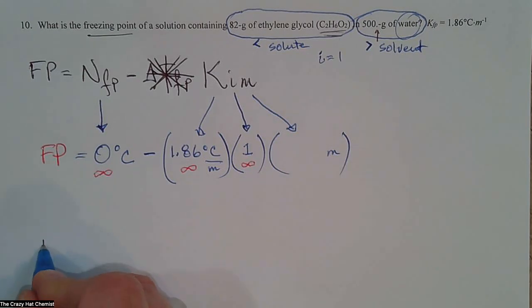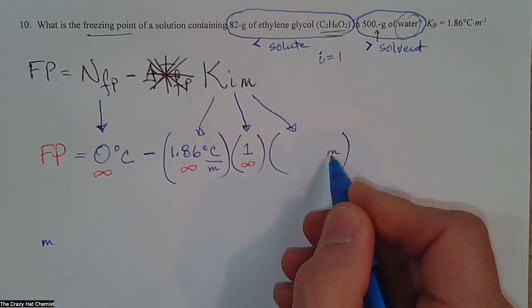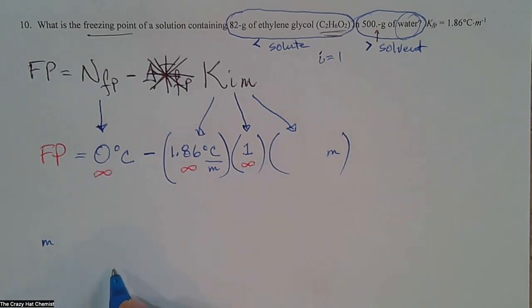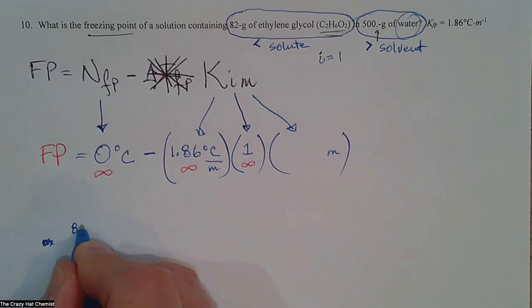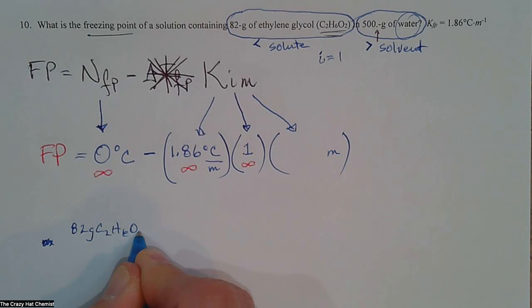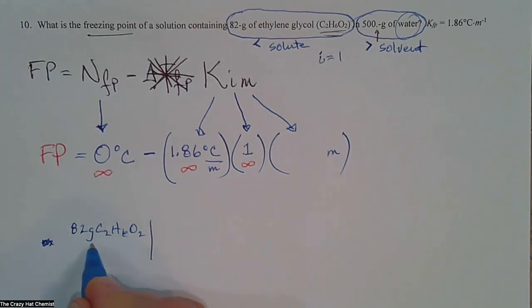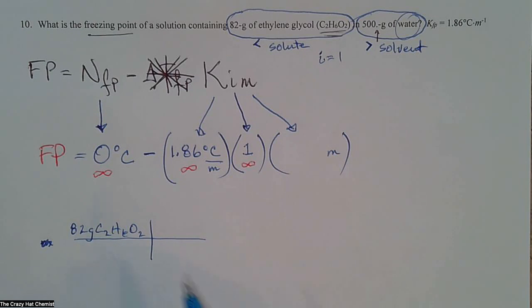Okay. So the molality. Molality is equal to the moles of the solute over the kilograms of solvent. So what we're going to do is do this maybe just a little bit differently than last time. I'm going to take the 82 grams of C2H6O2. By the way, ethylene glycol, that is the major component to antifreeze that goes in the radiator of your car.